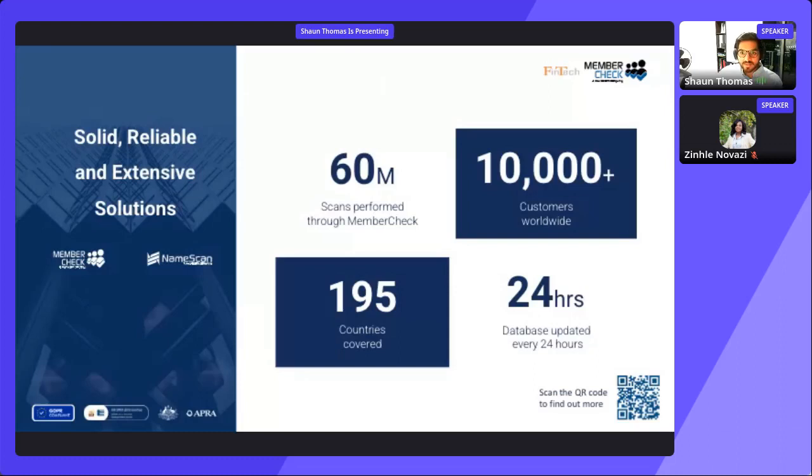Just a few stats. Since our inception, we've had over 60 million checks performed through MemberCheck and have over 10,000 customers worldwide. And we cover over 195 countries. Our database is also updated on a daily basis to ensure that it is as accurate and as reliable as it should be.